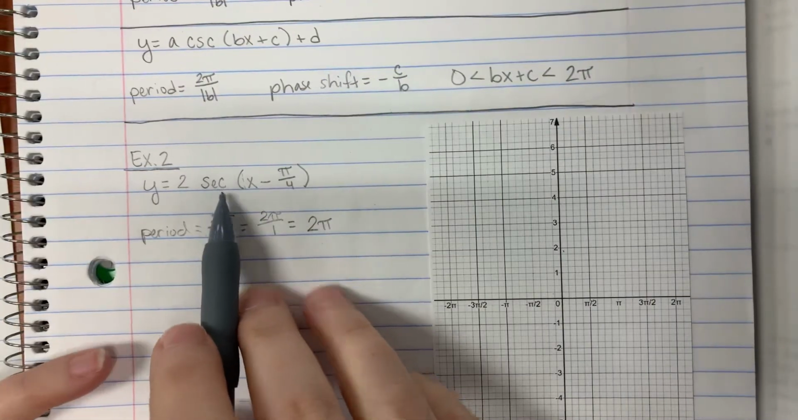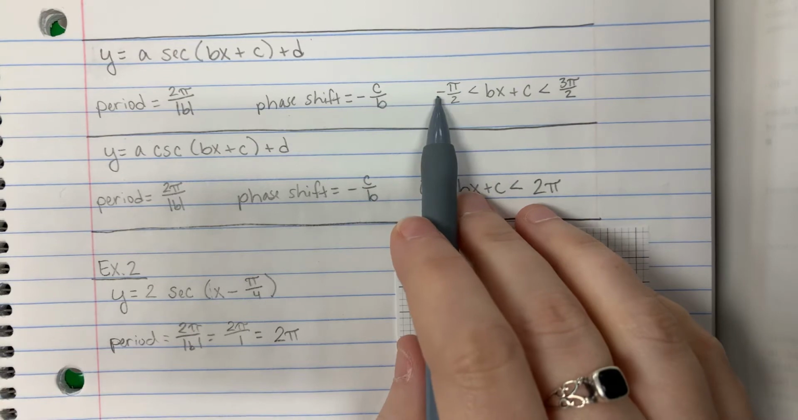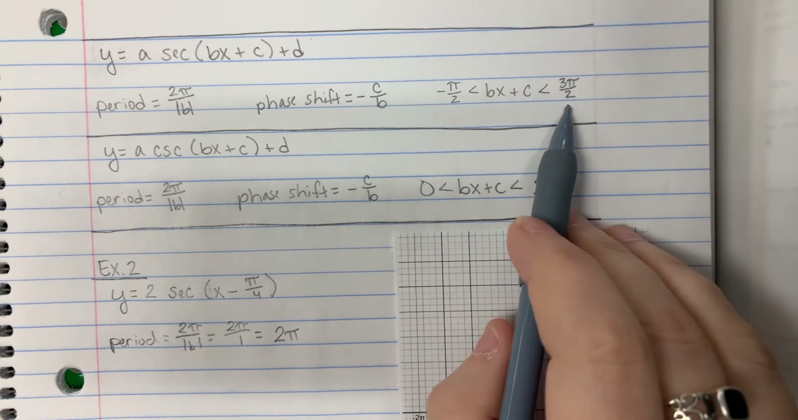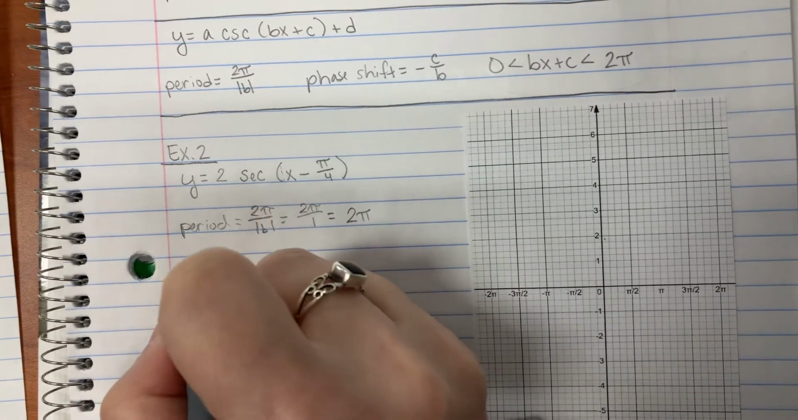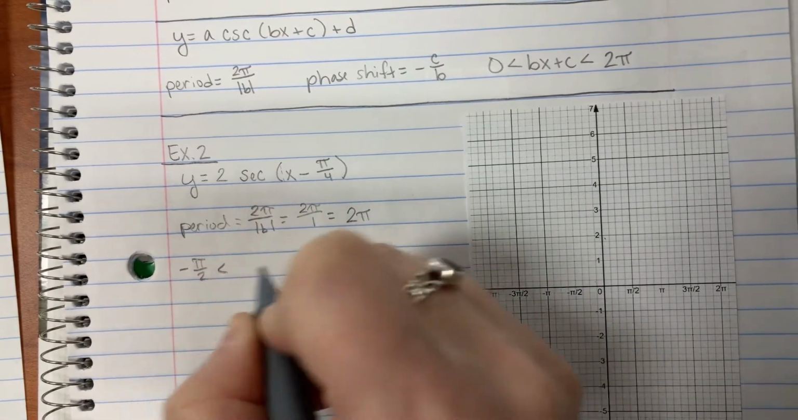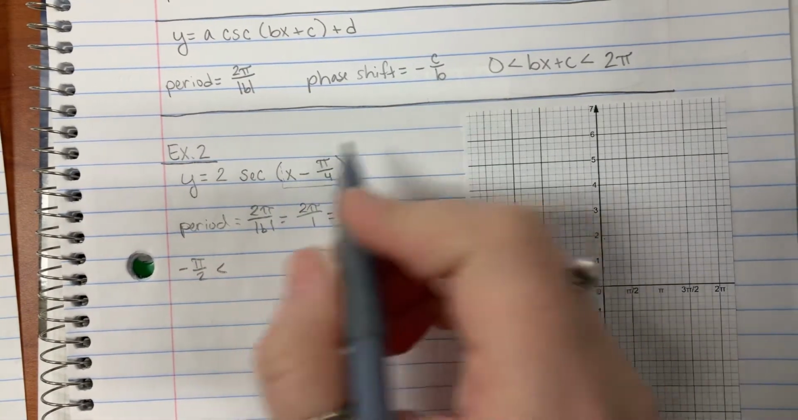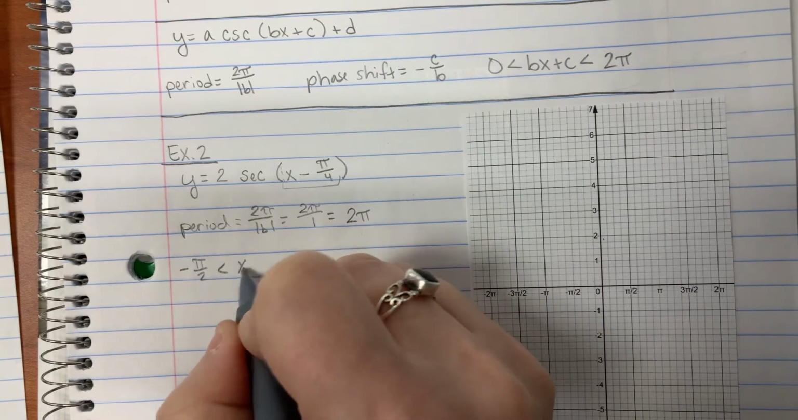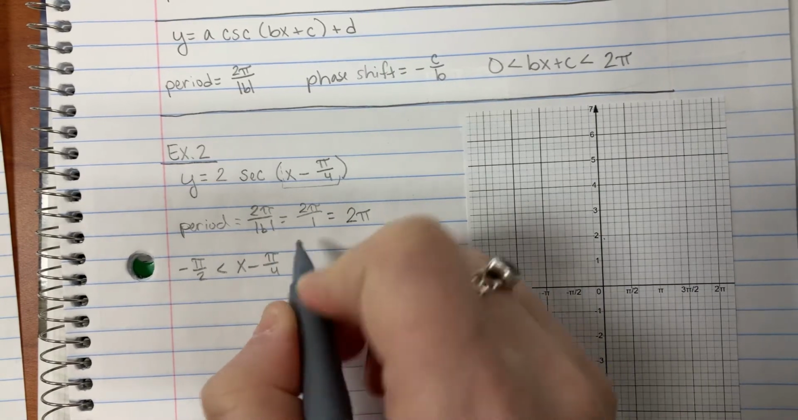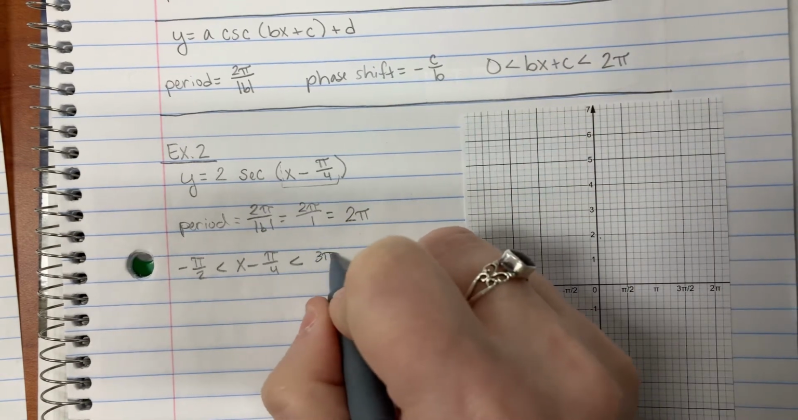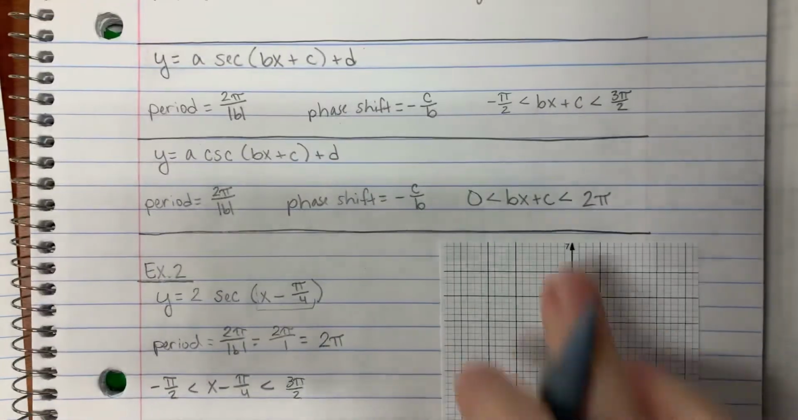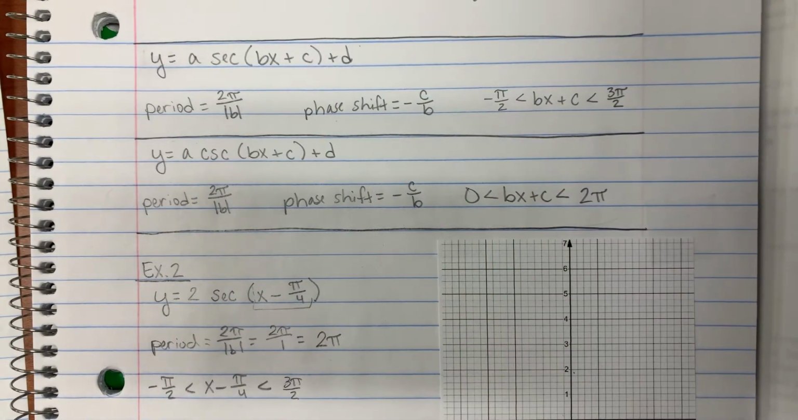And then I'm going to look at this one, which is a secant. Typically a secant would go from negative pi over 2 up to 3 pi over 2. So let's see what happens with this one if it's any different. Negative pi over 2, and then I'm going to use my bx plus c, which is x minus pi over 4, and it goes up to 3 pi over 2. So again, I'm using this, 3 pi over 2.